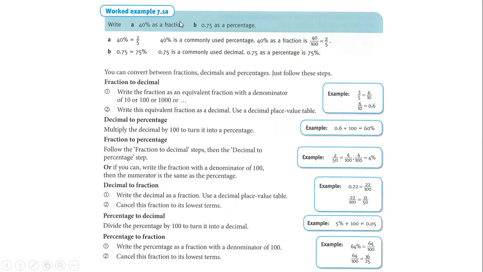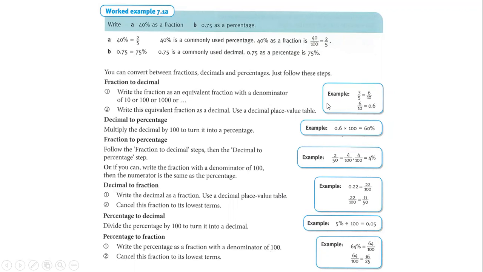Now here, 0.75 as a percentage. Simply, once you get 0.75, you can multiply this number with 100. You can shift this point from one place to another. Once I multiply with 100, the point is moving toward the back. So I write here that it is 75%.